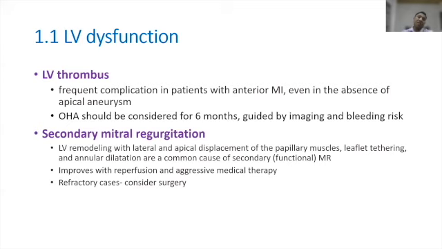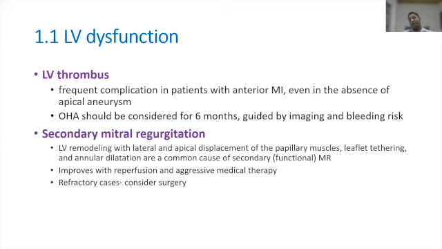Another issue is LV thrombus, a frequent complication in patients with anterior MI, even in the absence of apical aneurysm. So the OAC, I mean oral anticoagulants. I'm sorry about that. That was a typing error once again. So oral anticoagulants should be considered for 6 months, guided by imaging and bleeding risk.